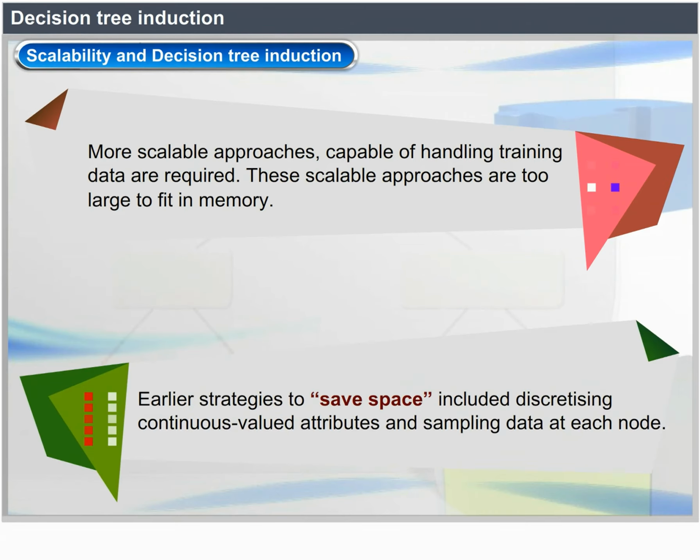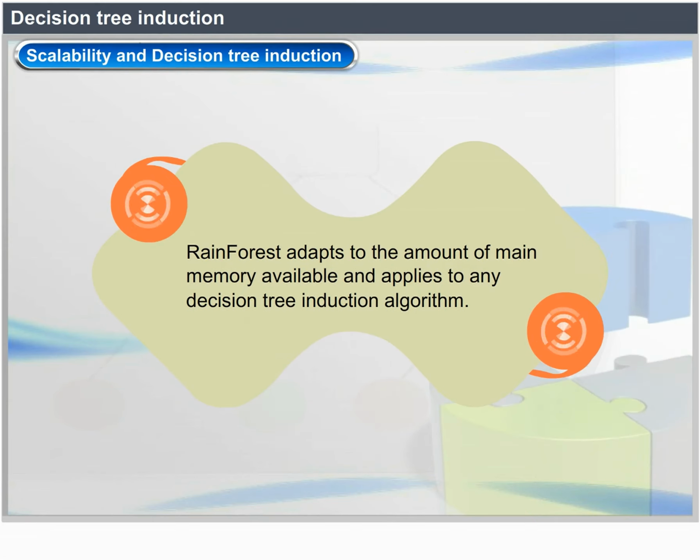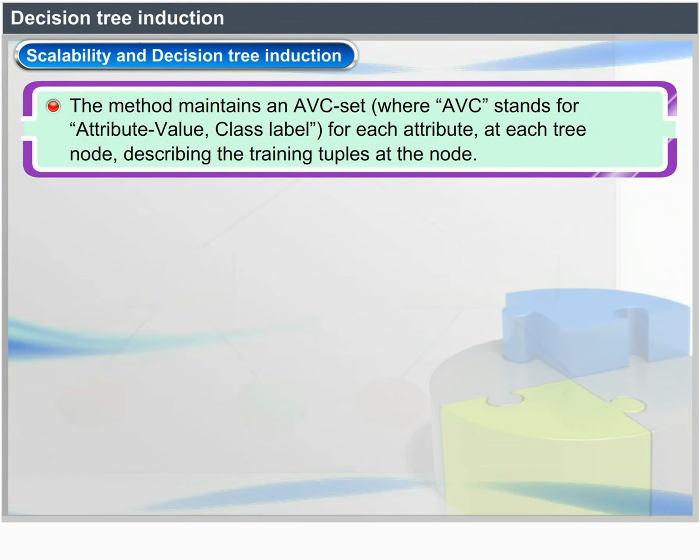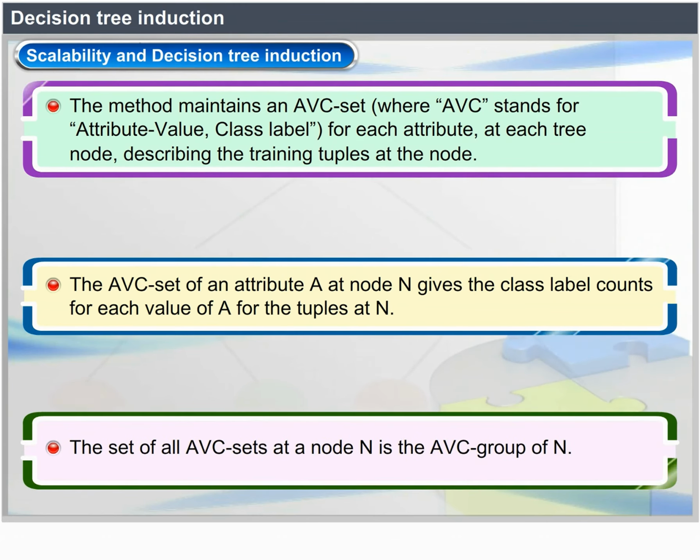Earlier strategies to save space included discretizing continuous-valued attributes and sampling data at each node. RainForest adapts to the amount of main memory available and applies to any decision tree induction algorithm. The method maintains an AVC set, where AVC stands for attribute, value, class label, for each attribute at each tree node, describing the training tuples at the node. The AVC set of an attribute A at node n gives the class label counts for each value of A for the tuples at n. The set of all AVC sets at a node n is the AVC group of n.